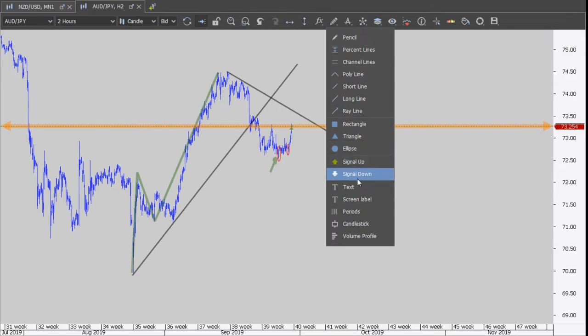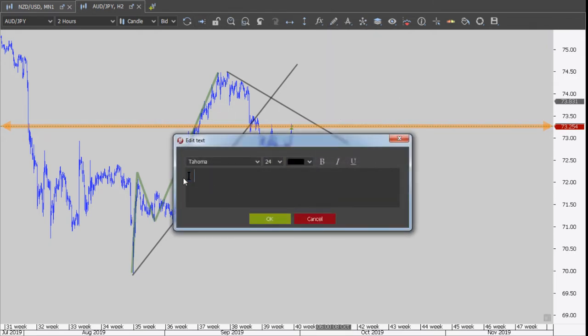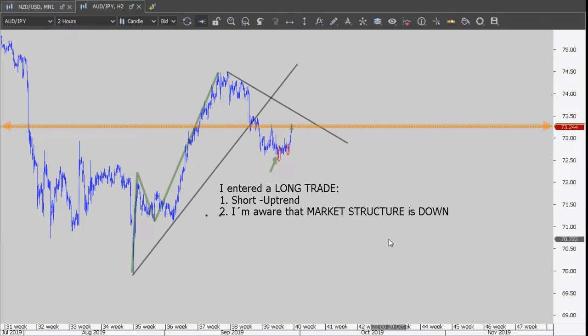Okay. Now, I'm a beginner trader, I'm going to write next to my trade, I entered a long trade. Okay, number one, uptrend, short, right? Short, uptrend. Number two, I am aware that market structure is down. Okay, as a beginner trader, I'm going to write things on my chart. So if I'm going to lose, no problem, I'm going to ask you, why did you lose? Well, I lost because I went against the market structure. Why did you not draw the structure over the connection point with the uptrend line?